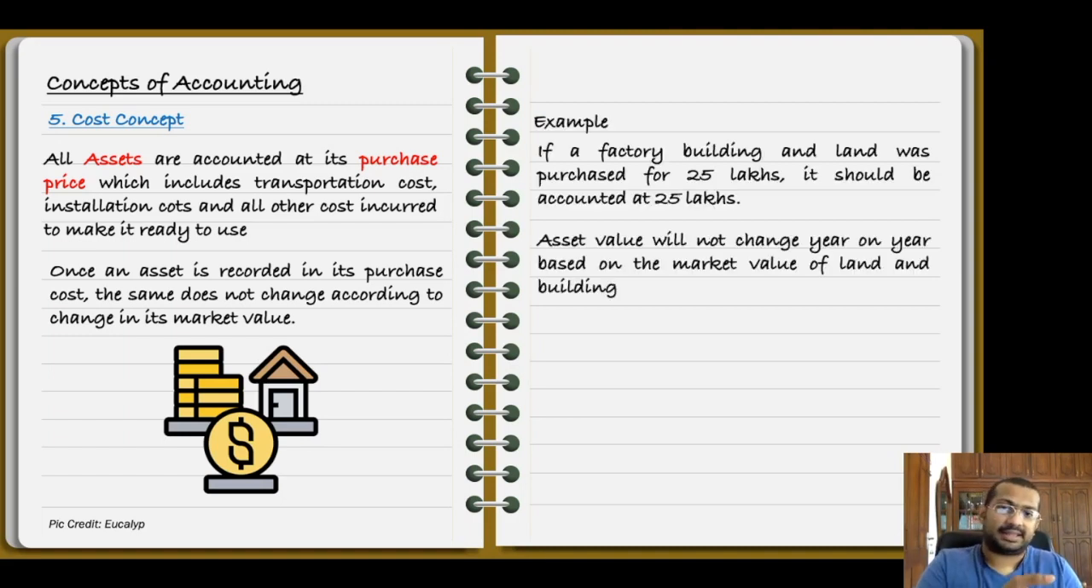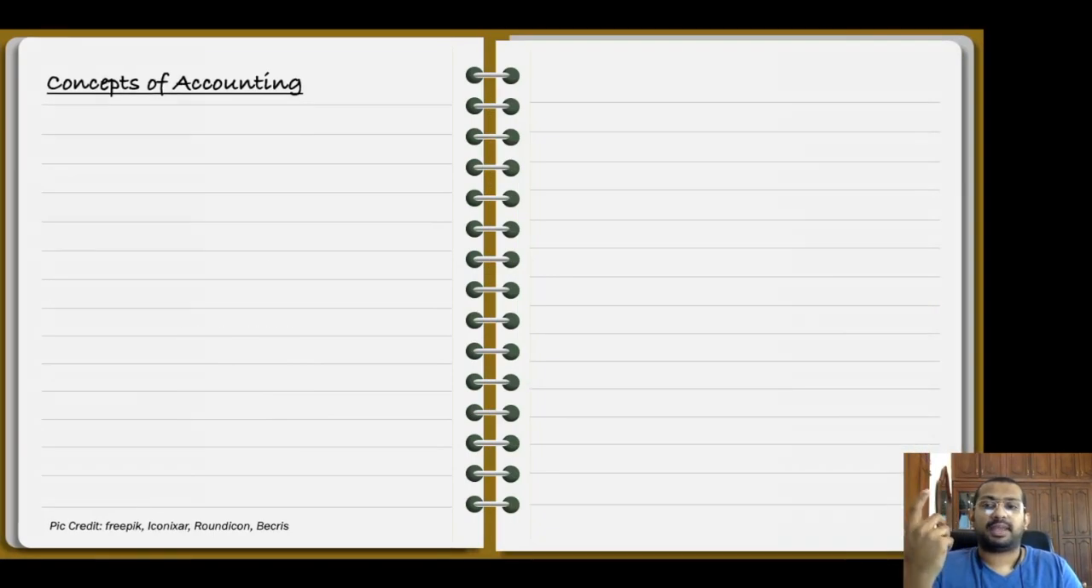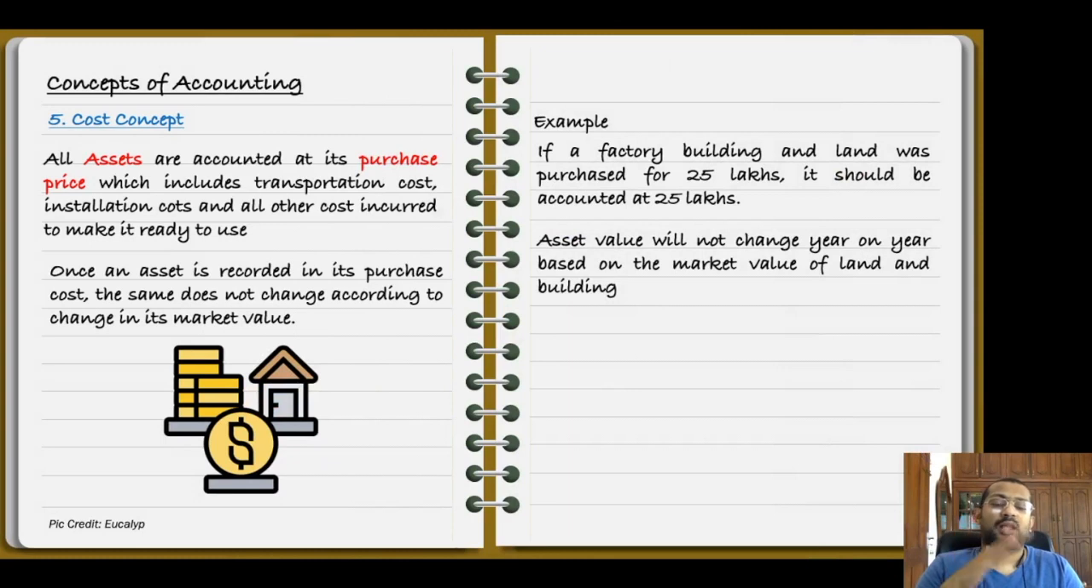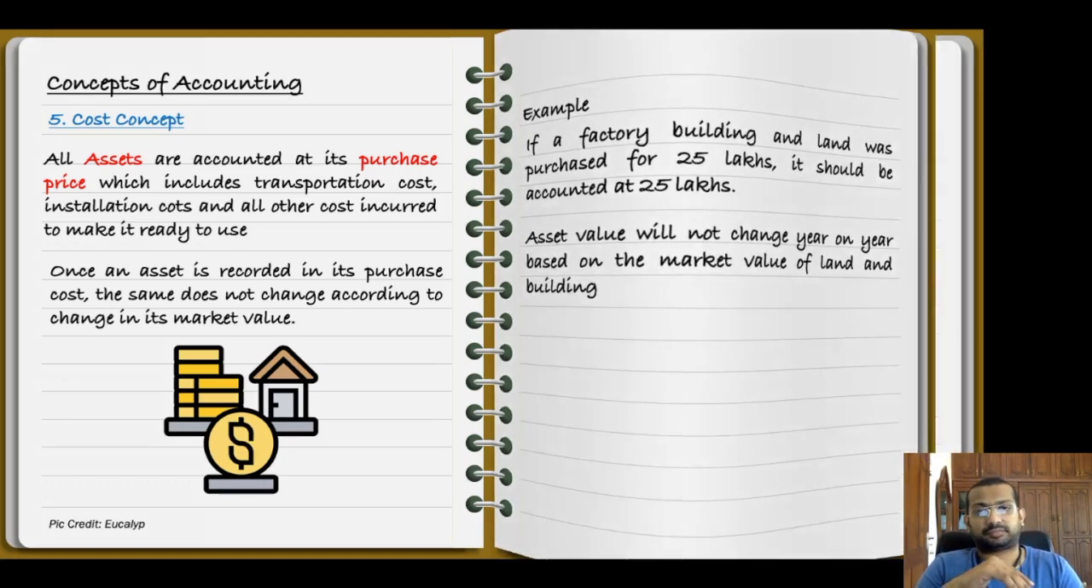Example, as I said, we bought a land for 25 lakh. We won't be making any changes in the books of accounts for the variation in the market price after the purchase date. So we will be carrying all the assets at historic cost in our books of account. Historic cost means the cost at which we have acquired the asset. So the cost concept is also a very simple concept. Assets will be recorded in the books of accounts at cost and not at the market prices.